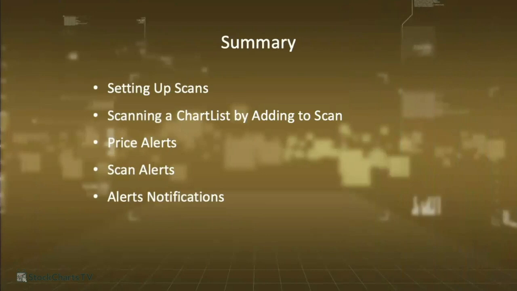All right, so what did we do today? I showed you how to set up scans. We scanned according to a chart list. Really, all that is, scanning on a chart list, is adding that piece of code to the top of your scan. That is all you really need to do. Price alerts, I showed you how to set those very quickly. The scan alerts, again, same thing. You just move your scan as a technical alert, and now you can get that in email every day, and use those notifications for those alerts.